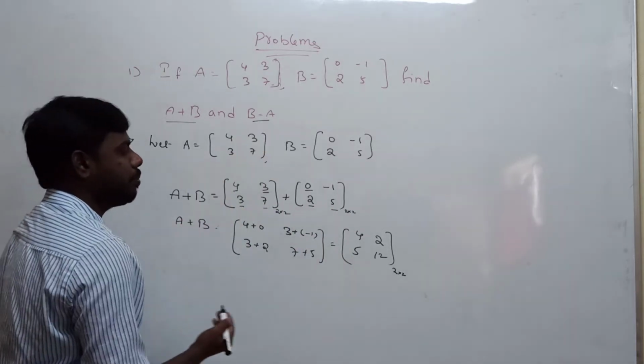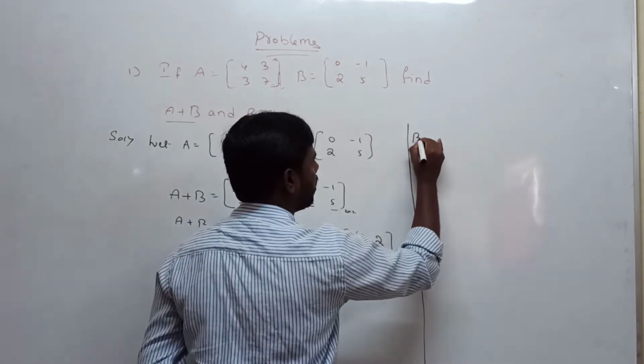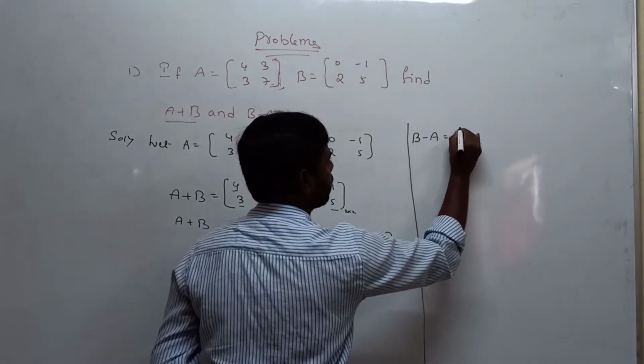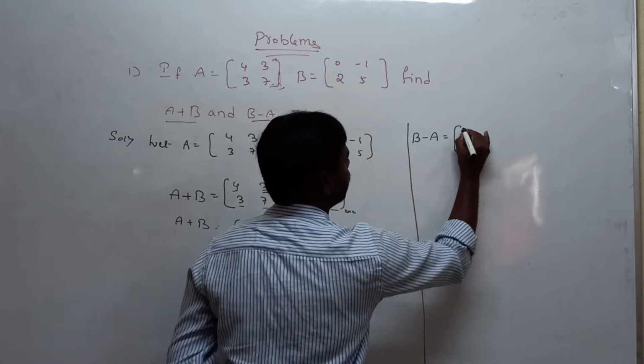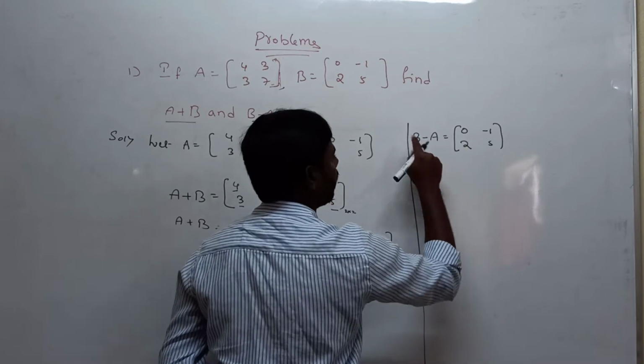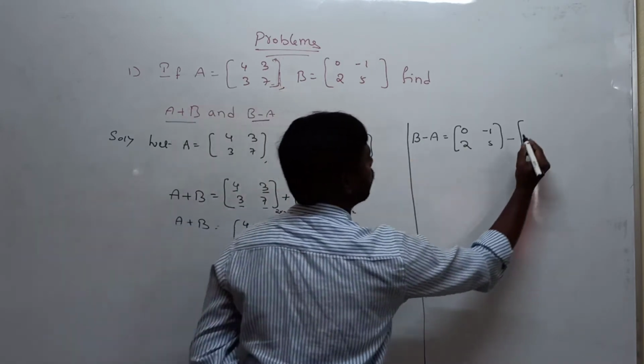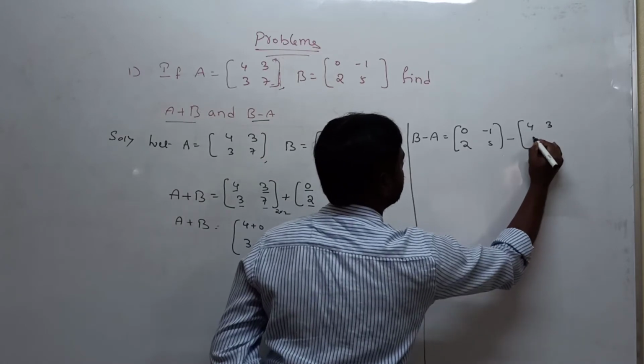Next they are asking B minus A. Adding and subtracting are the same thing, only now it is B minus A. First substitute the B matrix, 0, minus 1, 2, 5. Then the given symbol is negative. Next, the A matrix is 4, 3, 3, 7.